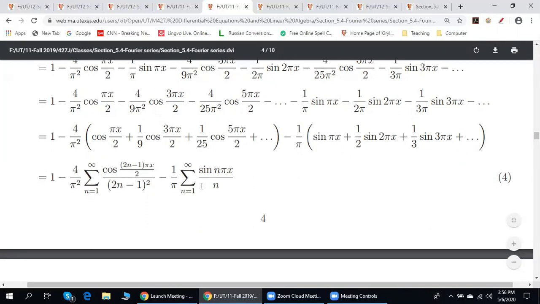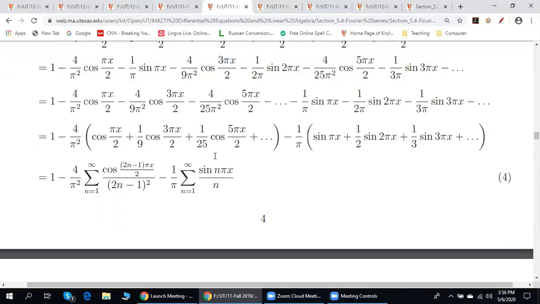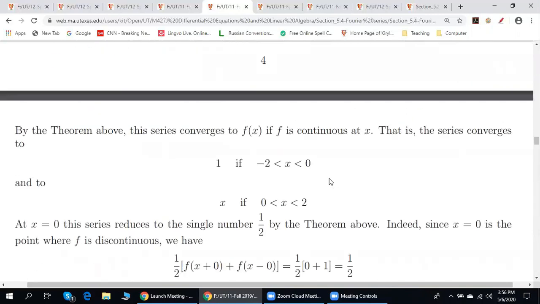And lastly, note that over here, we have all positive integers inside sine and in the denominators. So if we use sigma notation, top is sine of n pi x over n. Over here, 9, 25, and so on. These are squares of odd numbers. It's exactly what we put here: 2n minus 1, (2n minus 1) squared. This is our Fourier series.